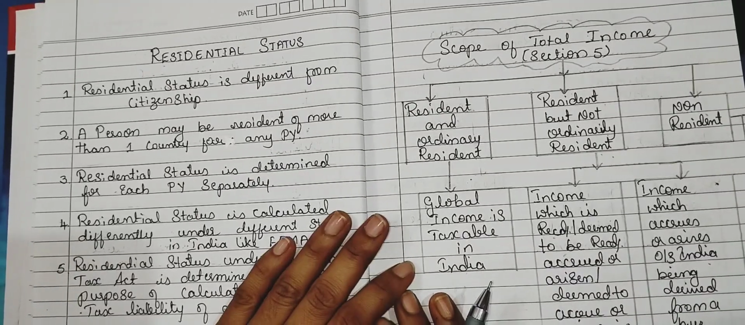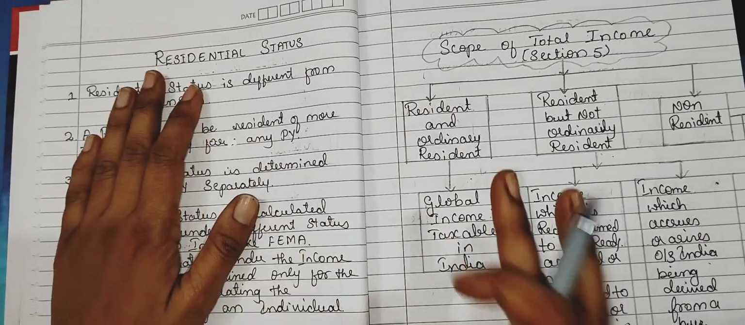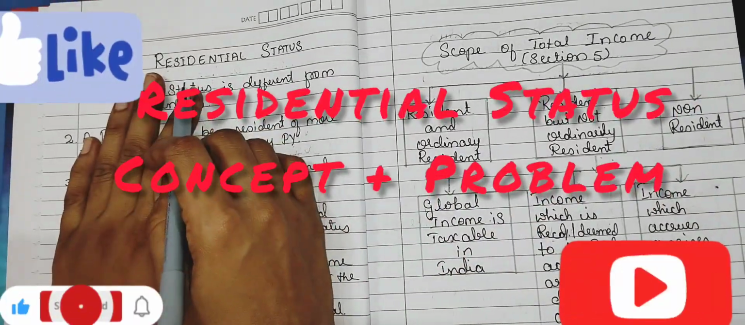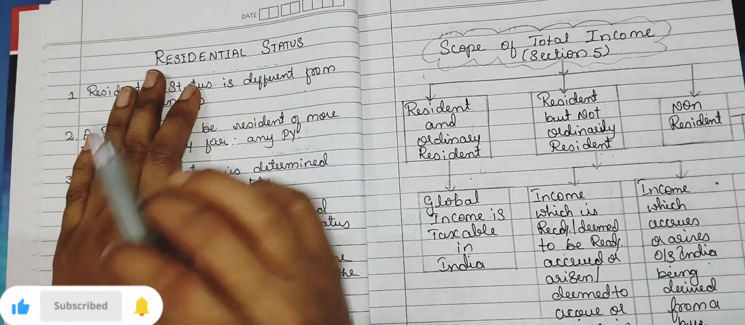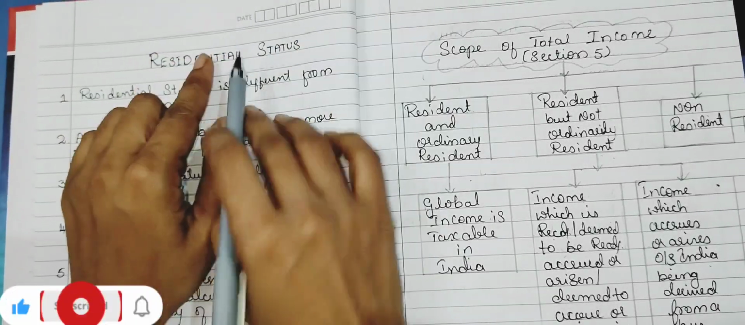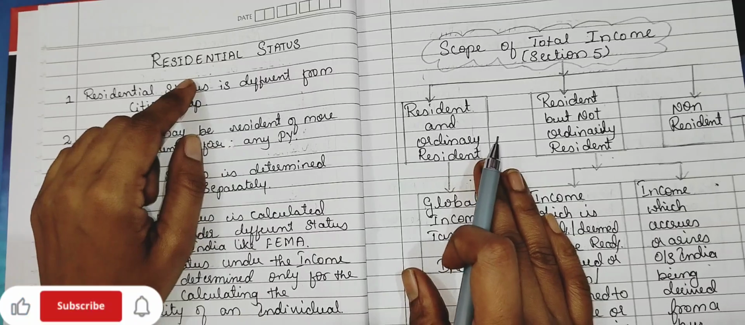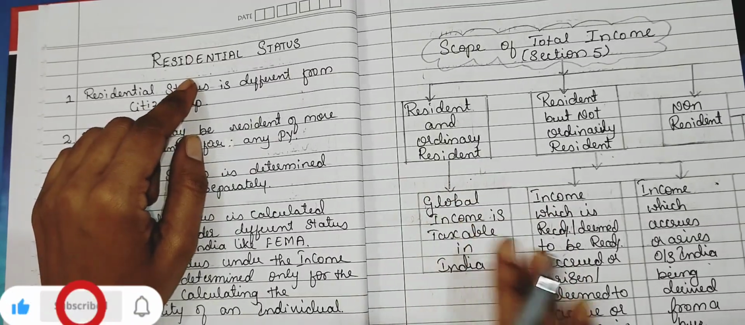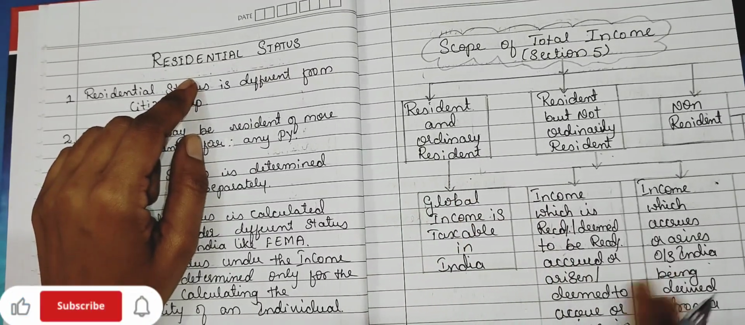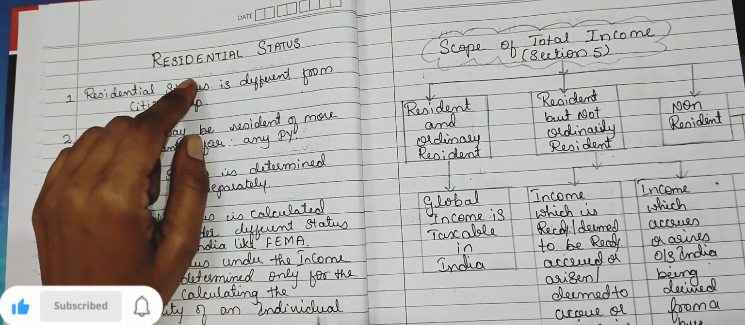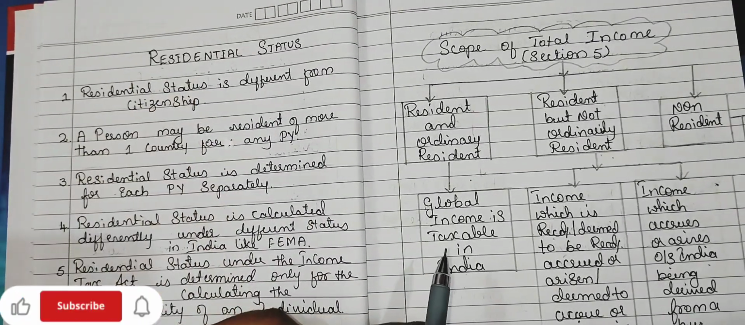I am Rajeshwari here. Let us discuss today the most important topic under income tax, that is residential status. Based on the residential status only, you are levying tax on the assessee. If you want to determine the total income, first you need to determine residential status. And what is this residential status?